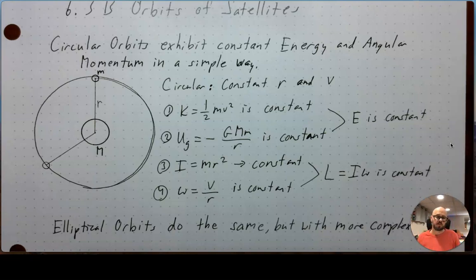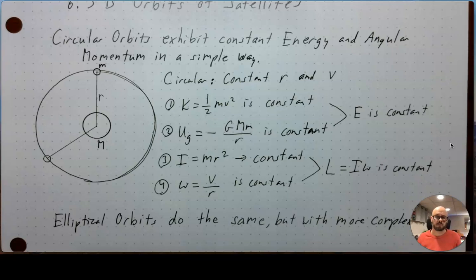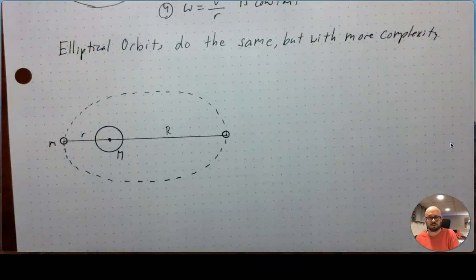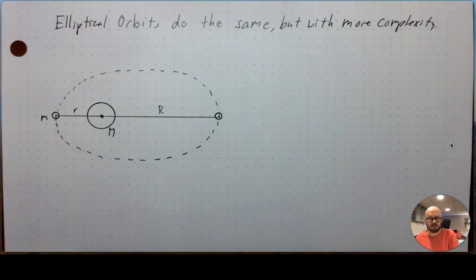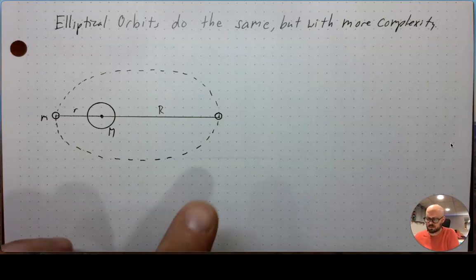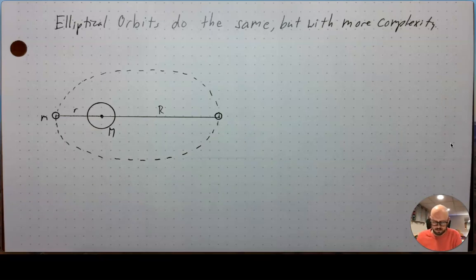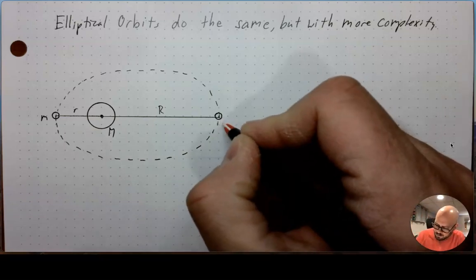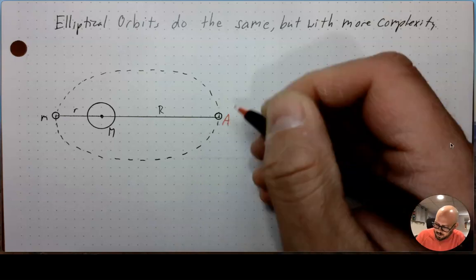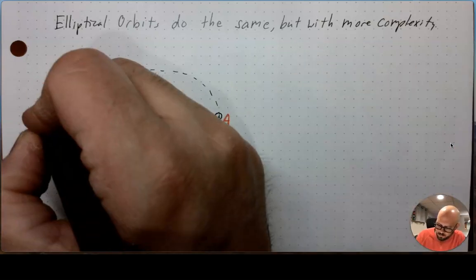So circular orbits are kind of boring because nothing ever changes as long as there's a circular orbit. And that's why we also study elliptical orbits. They exhibit all of these properties of energy and momentum, but with changes. And so what we're going to do is take this elliptical orbit, we'll imagine the Earth revolving around the sun, and we're going to take this Earth from point A to point B.